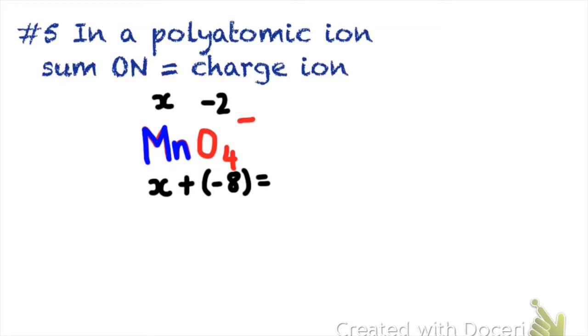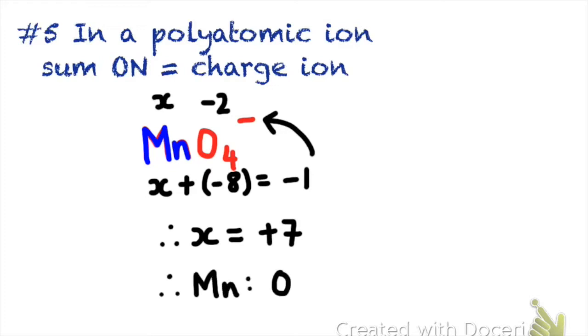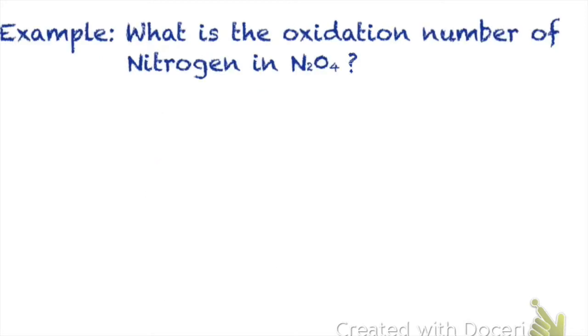And when you add that all up together, the rule says that it equals the charge of the ion, and the charge of the ion is -1. So if we solve for x, we get that x equals +7, and that tells us that manganese has an oxidation number of +7. Alright, let's look at some examples.